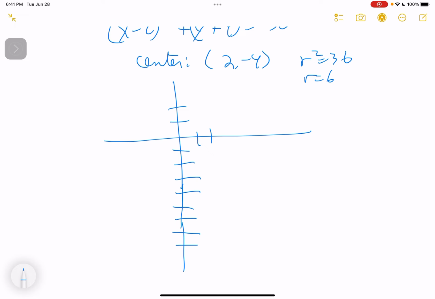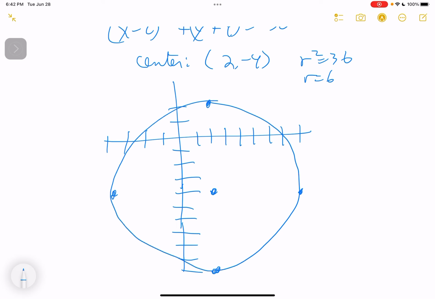And 2, negative 4 is our center. 1, 2, 3, 4, 5, 6. So it goes out to there. Goes back. 1, 2, 3, 4, 5, 6. There we go. And it goes up by 6, and down by 6. And there's our circle. Okay, hope that helps.